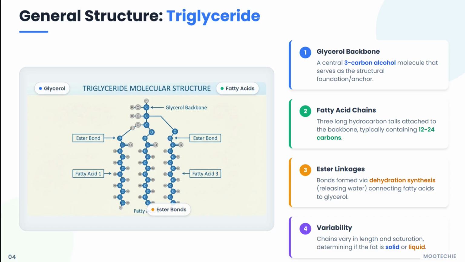In unsaturated fatty acids, the chain can contain double bonds. These double bonds can be in one of two configurations: a cis configuration, which creates a bend in the chain, or a trans configuration, which keeps the chain relatively straight. This structure has built-in variability. The fatty acid chains vary in their length and in their level of saturation. It is this variation that determines whether the fat is solid or liquid at room temperature.